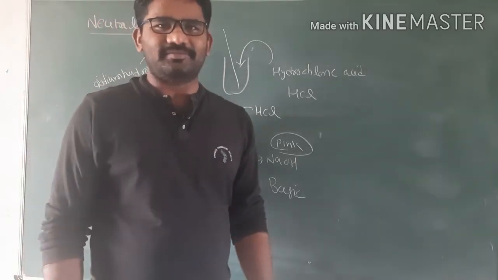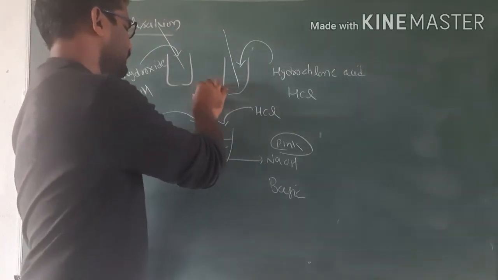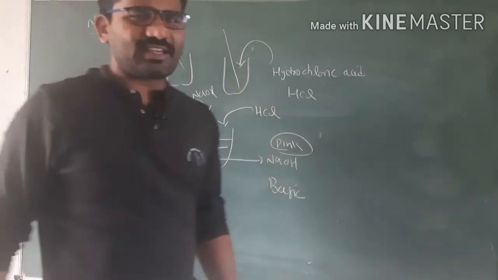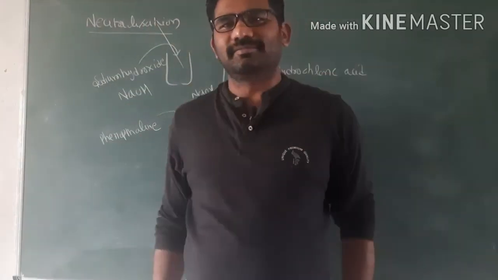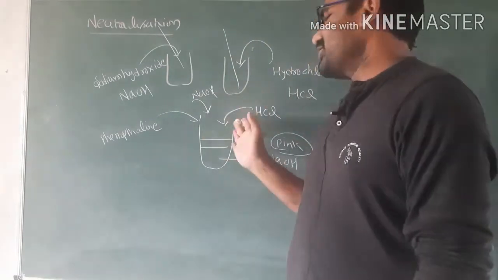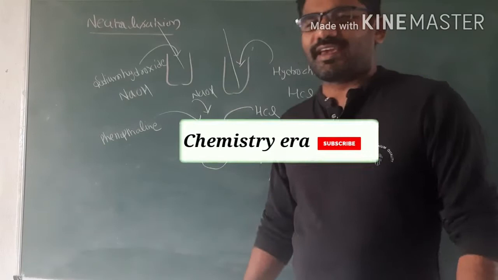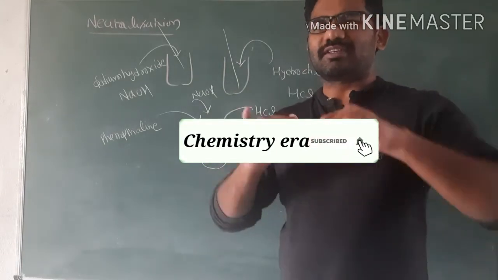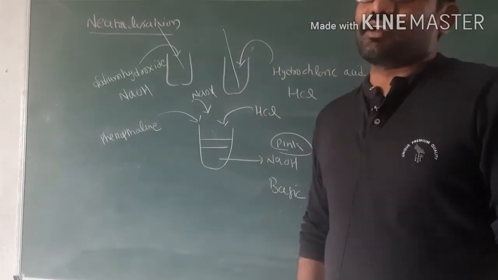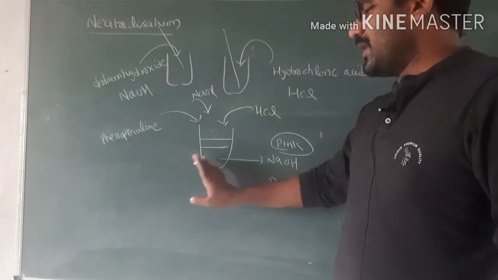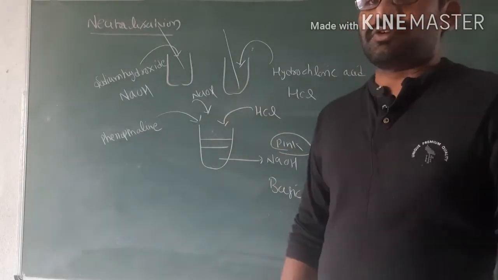Now again, start adding NaOH to it. After some time, the entire solution again becomes pink, which means the solution has turned basic again. Now add hydrochloric acid again, and the solution becomes colorless. At the first instant, the solution is basic in nature, right? When you start adding hydrochloric acid to it, what happens?